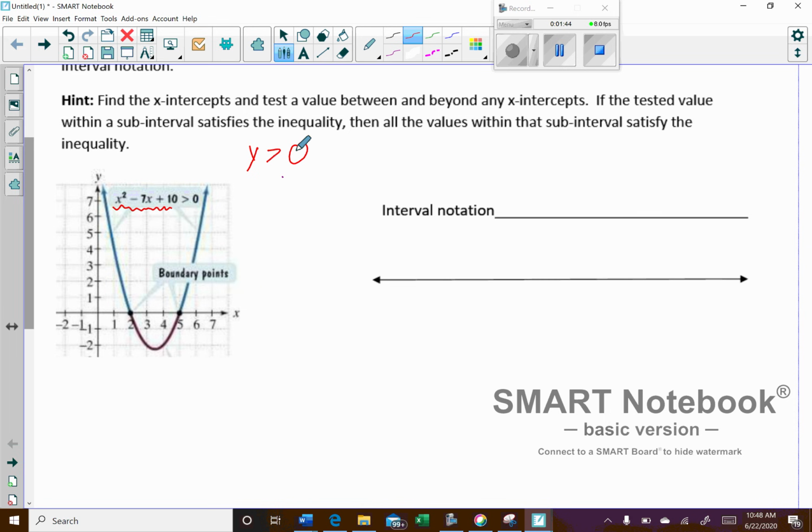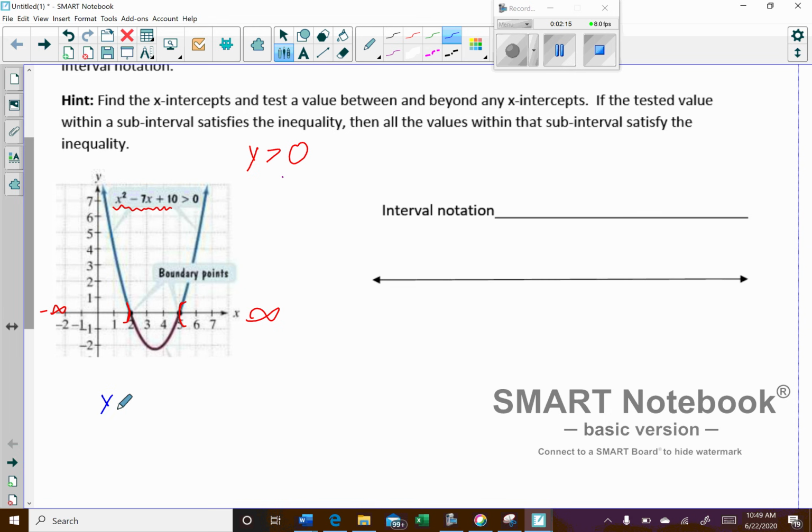Looking at this graph, you can see where y is greater than 0. This interval right here between negative infinity and 2, and then from 5 to positive infinity. That's the actual answer, but I'm going to walk you through this because they're not always going to be so obvious, especially because we won't always have a picture.